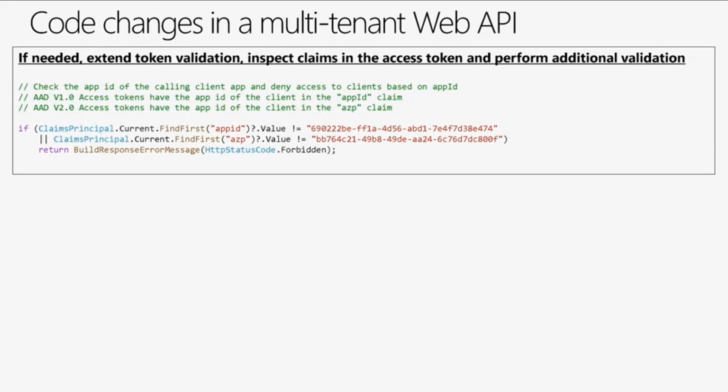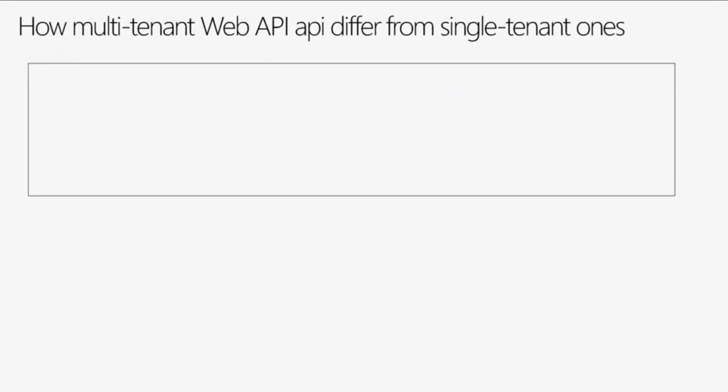In this example, again, C# code, which essentially looks at the app ID or AZP claim, which the access token presented by the client application will have. If it matches a certain app ID, which will be the app ID of the client, then allow the call to continue, or do not let the client applications execute any operations on your web API.